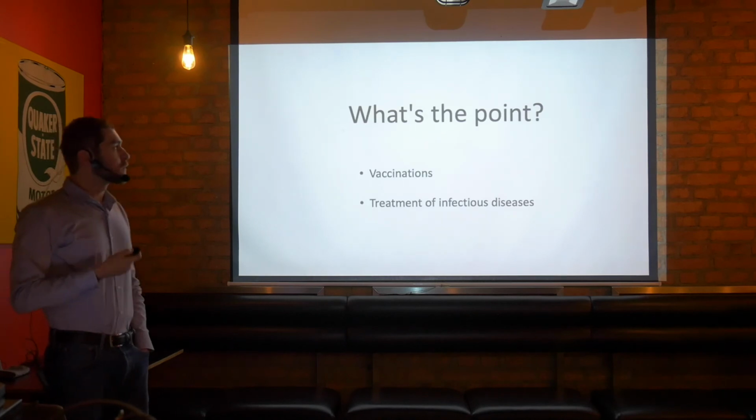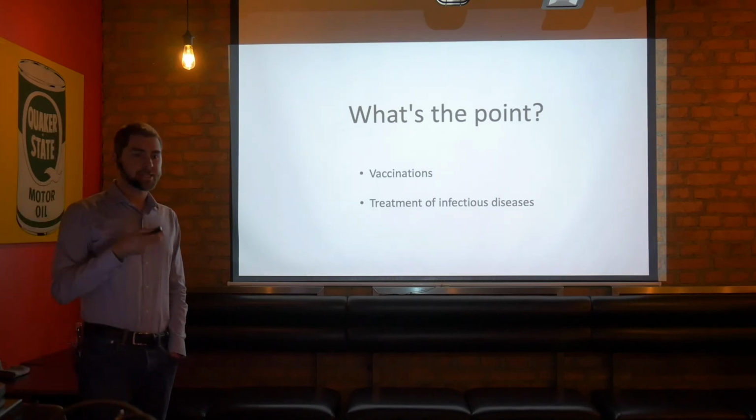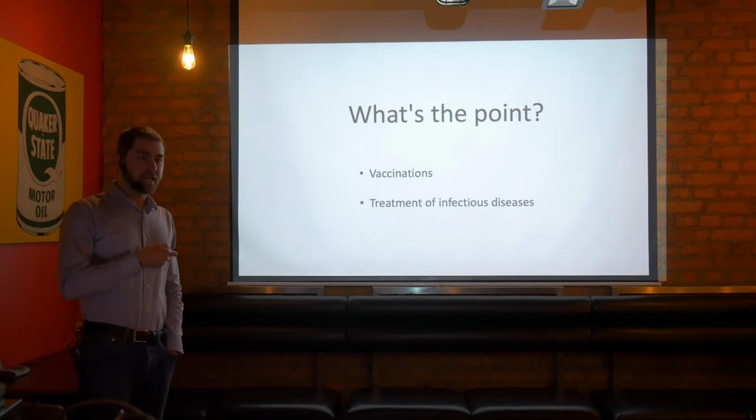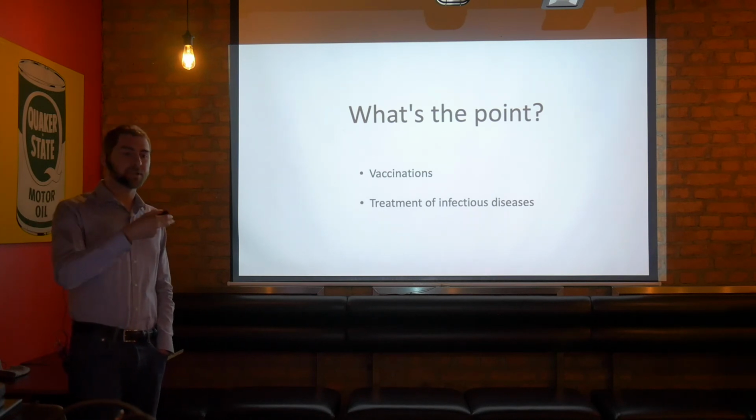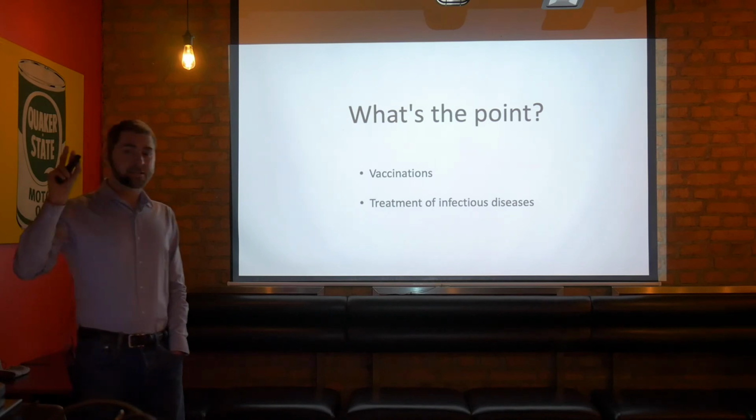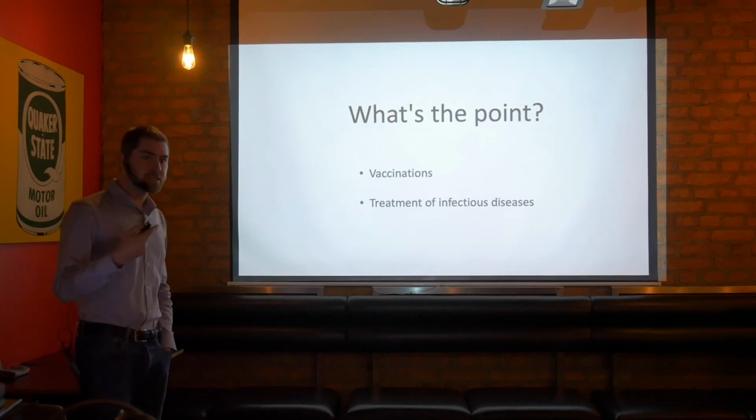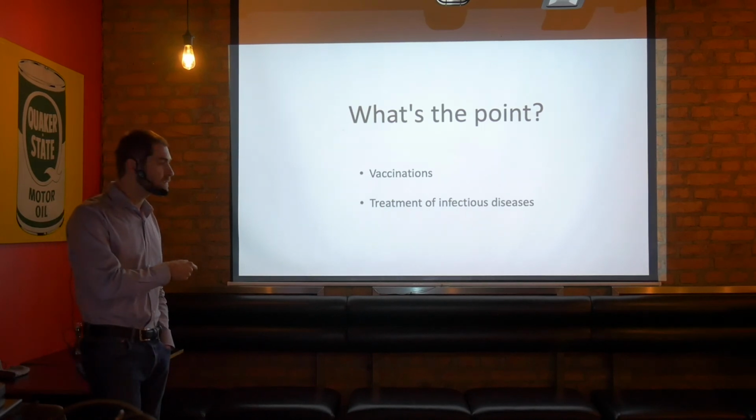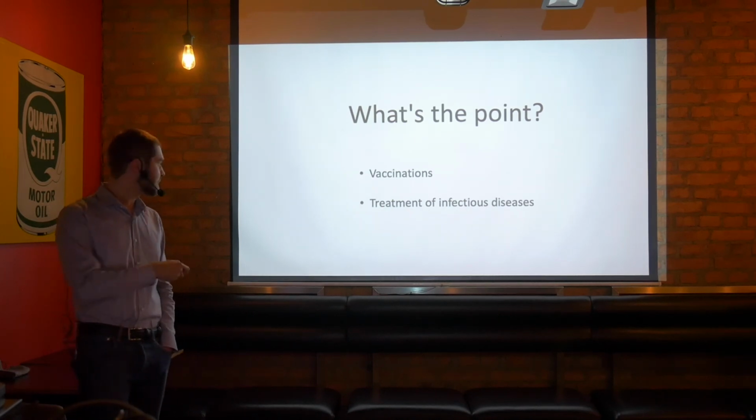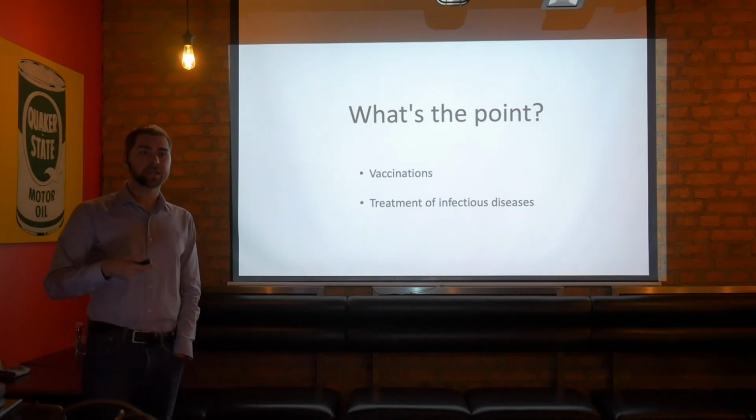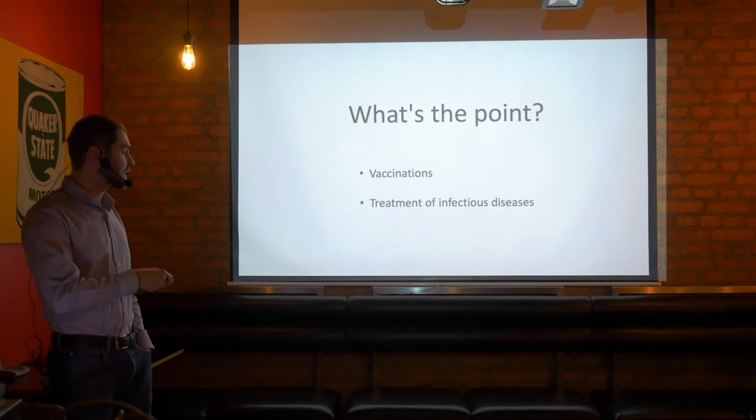And you might be asking, what's the point of this? Why is it interesting? This is interesting because if we know how the dendritic cells sense the pathogens and respond to pathogens, we can use this knowledge to create better vaccines, more precise vaccines, and we can use it to help the immune system to develop a good response to infectious diseases.